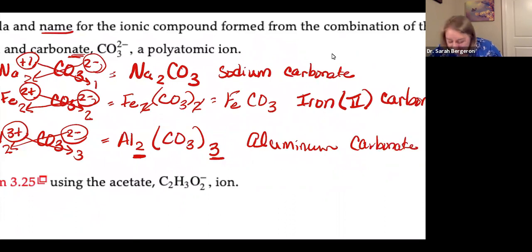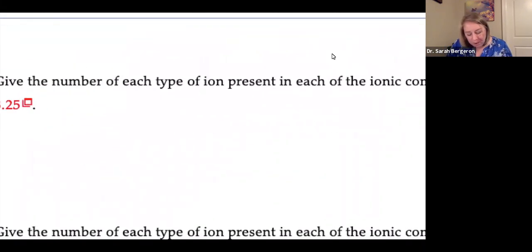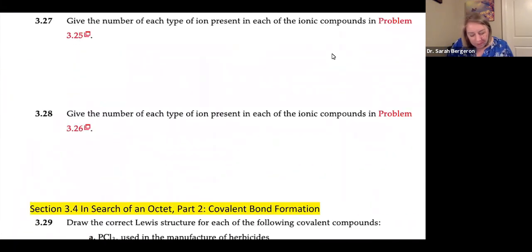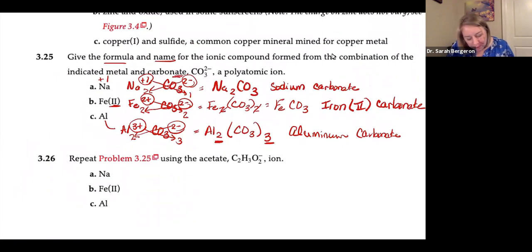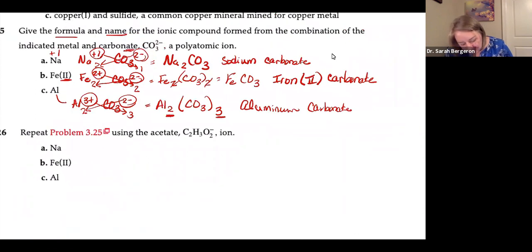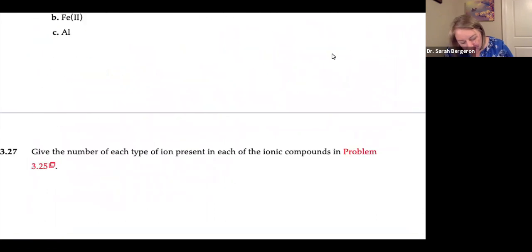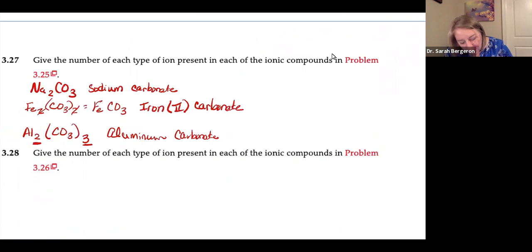Okay. All right, let's see. I think we have a few more. Give the number and each type present in the compounds. Oh, but I didn't put them in 3.25, right? Okay, so let's just copy them. We're just going to do this. Okay, we're going to put them right there. All right, so give the number of each type of ion present.